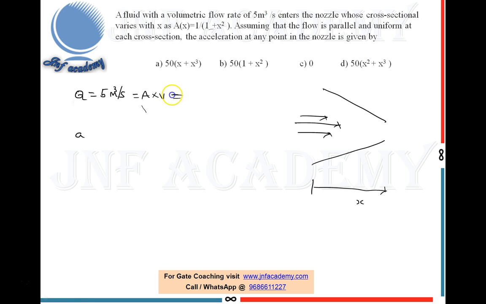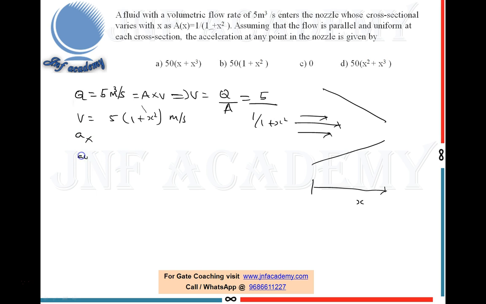So velocity, which implies velocity is equal to q by A. Q is already given, which is 5. A is nothing but 1 divided by 1 plus x square. So ultimately you will get your v to be 5 into 1 plus x square. That's your v, right? Is meter per second. Now to get the acceleration, what are the three different accelerations here?